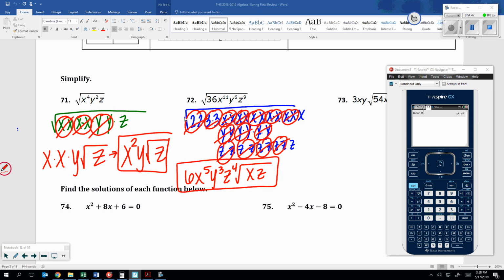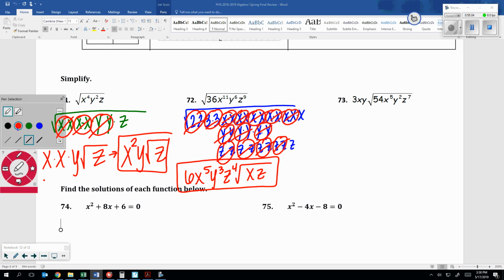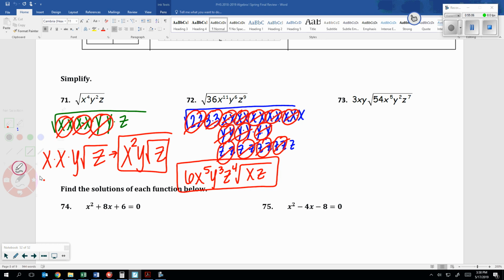And then for 73 again, I need the factors of 54. So menu 2, 3, and type in 54. And I get 2 times 3 to the third power. So I leave what I have outside. So I keep my 3.